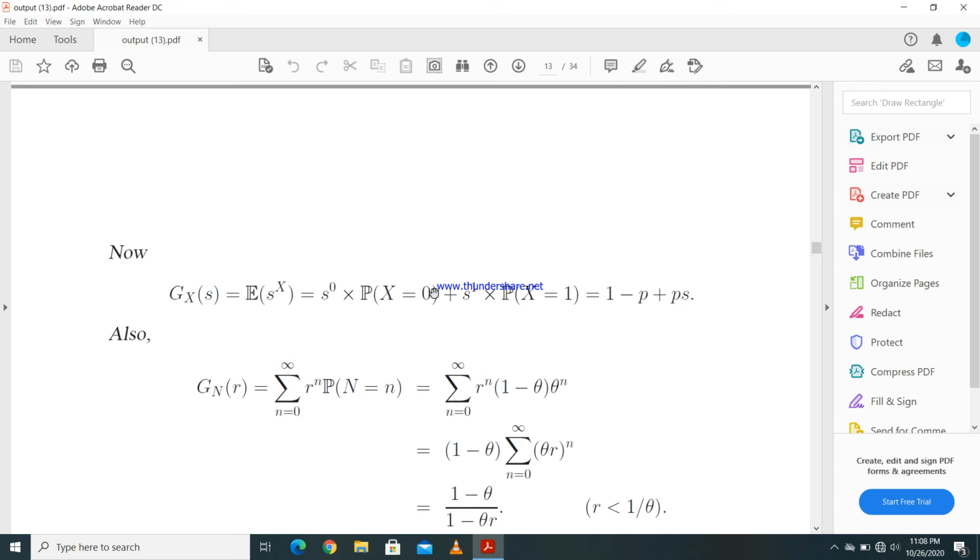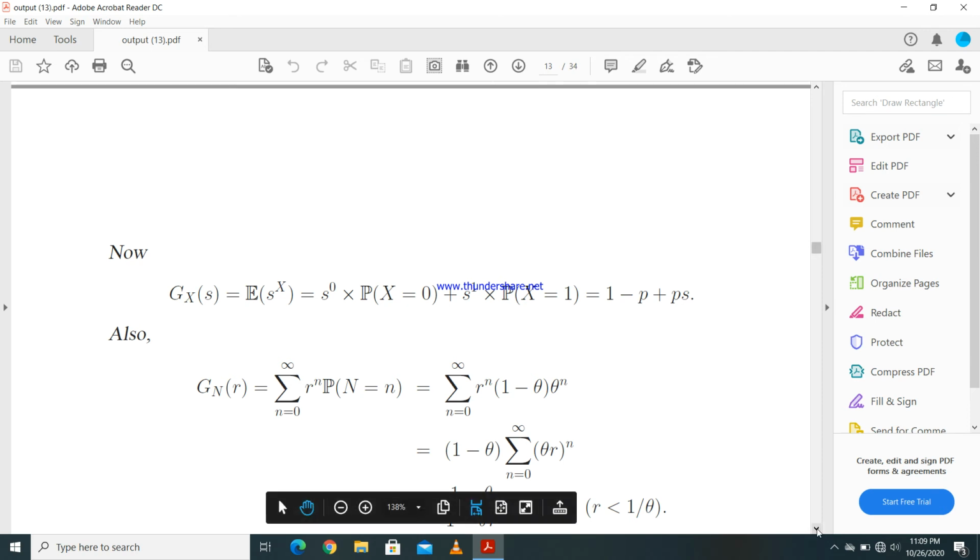So we have noted that the probability of catching a fish is p. So the probability of not catching a fish is 1 minus p. And here you have s to the power 1, which is s. Probability x equals 1 is the probability of a success, that is catching a fish, that is p. So s times p is ps. So you get the probability generating function of x as 1 minus p plus ps.